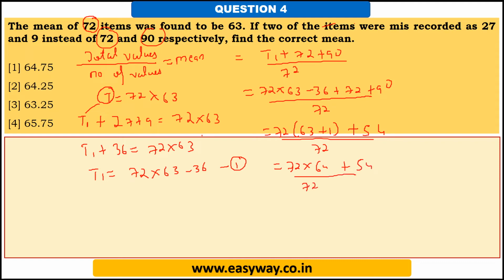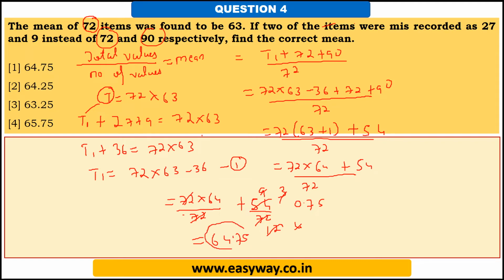Now next we'll segregate this. So how can we segregate this? 72 into 64 upon 72 plus 54 upon 72. So this 72 will be cancelled, and then we'll solve this. This will be 6 ones are 6, 12s are, 3 by 4. So 3 by 4 is nothing but 0.75. So that means 64 plus 0.75, that is 64.75. So this is the correct mean. That is option number 1 is the correct answer.